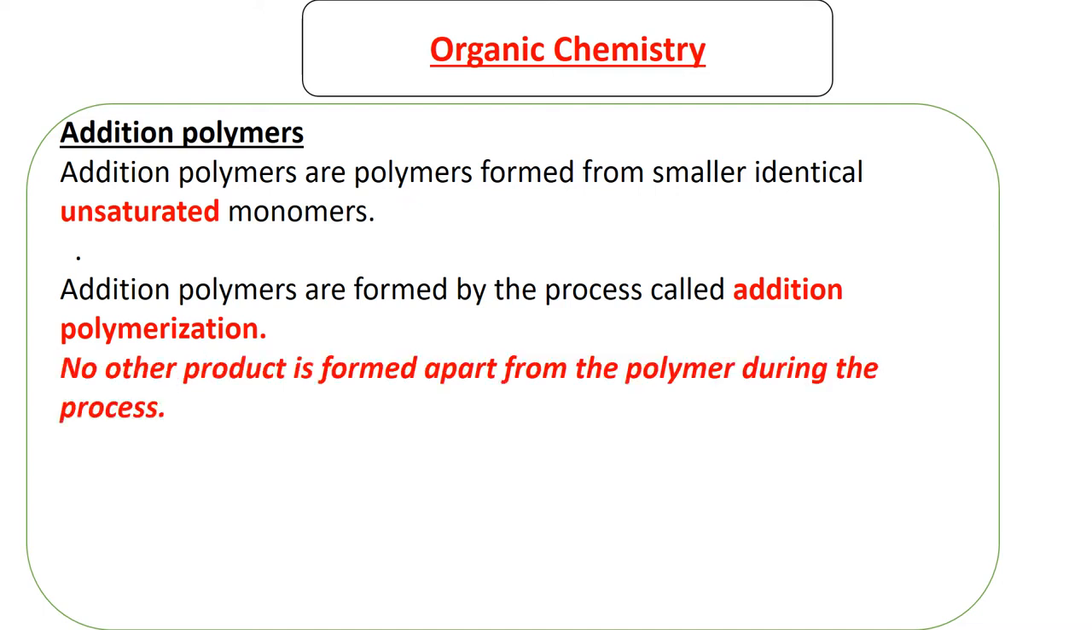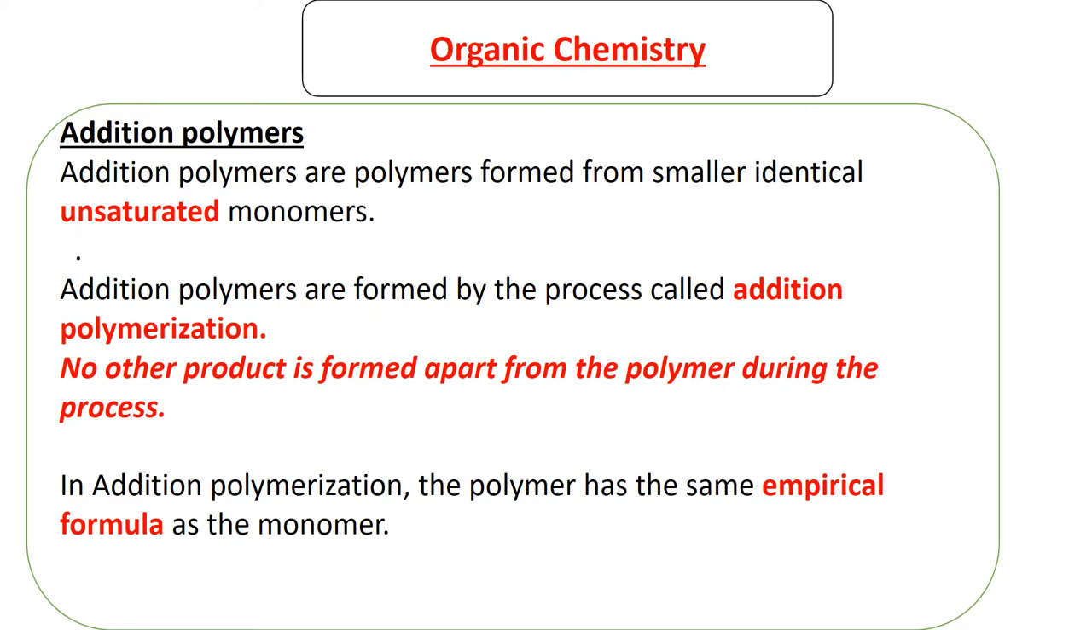So this is just an emphasis of the point that I had said. Now, another emphasis is no other product is formed apart from the polymer during the process. So the other type of reaction, condensation, there is a product that is formed. Well, in addition polymerization, it's just monomers joining, no product formed. But in condensation, as we are going to see in the next video, there will be a byproduct that's going to be formed in the polymerization process.